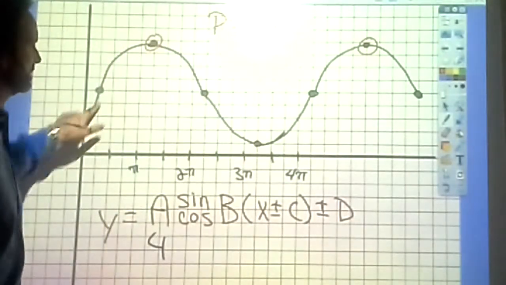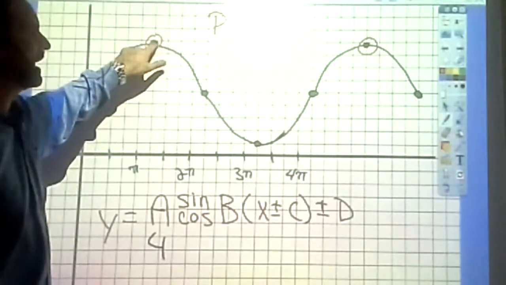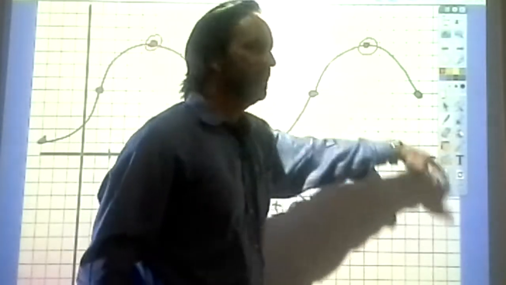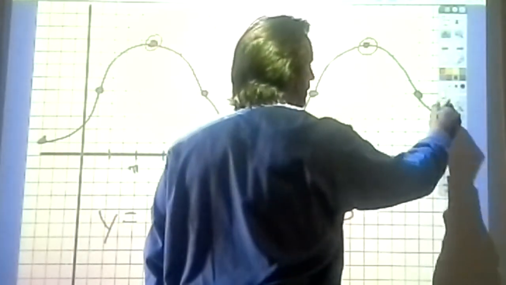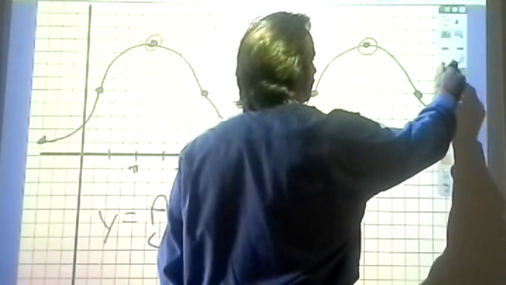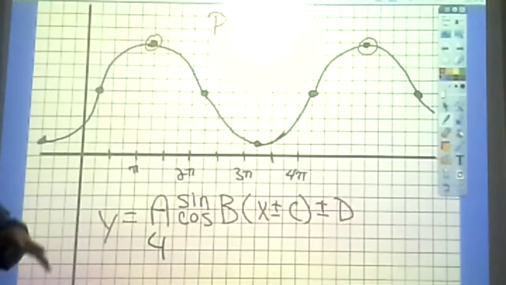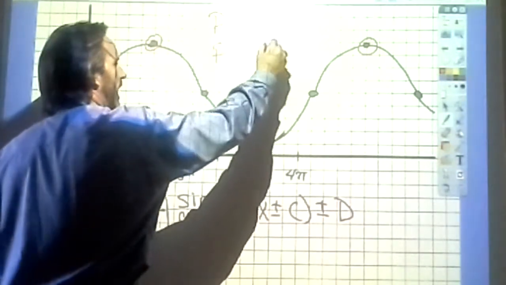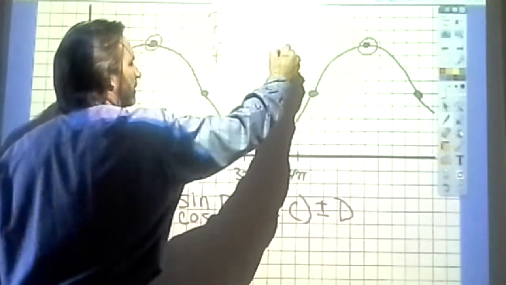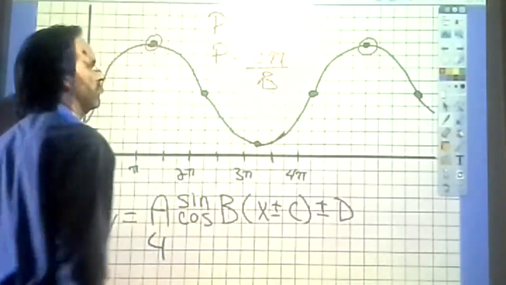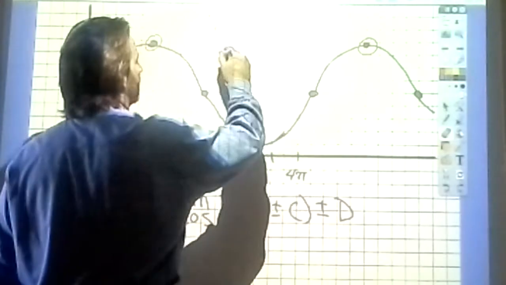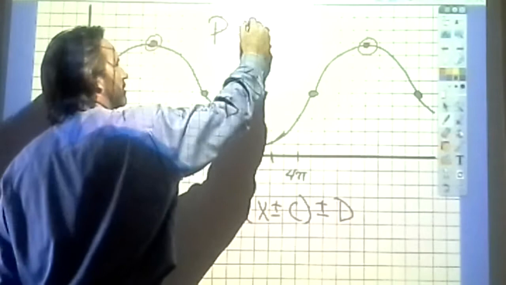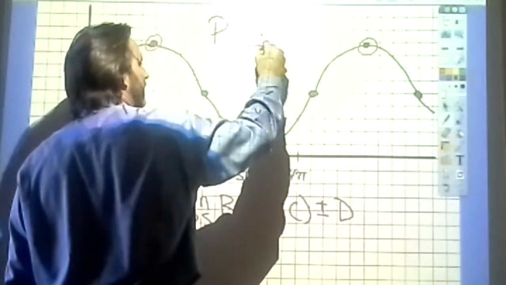Okay, notice how this is a continuous cycle, but we hit this max, go all the way down, back up to where we started from, and then we start repeating the cycle again as it comes down there. All right, so my period is 4 pi, but I can find b. Remember, period equals 2 pi over b. All right, so let me rewrite that. So my period equals 2 pi over b.